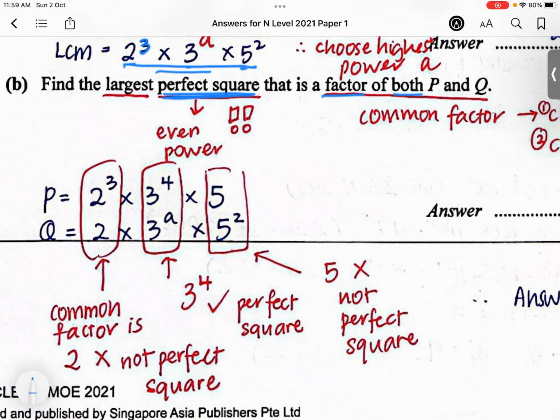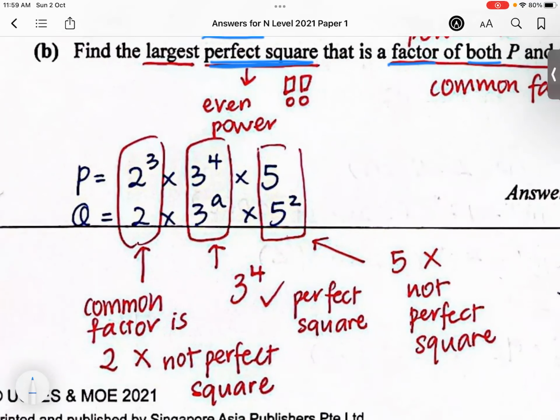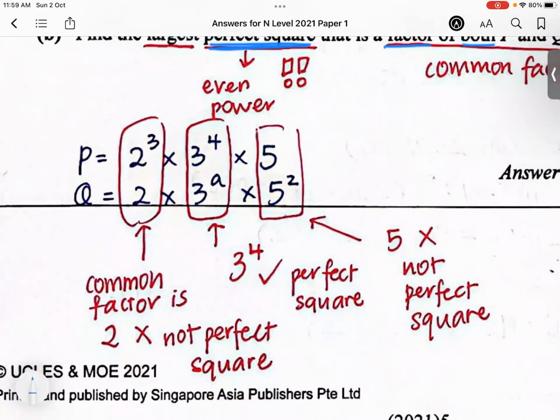Right? So let's take a look at 2 cubed and 2. If I want to choose the highest common factor, choose something that is common first. I only have a factor 2, and this power is 2 to the power 1. This is not a perfect square. So in this case, I cannot choose the factor 2.